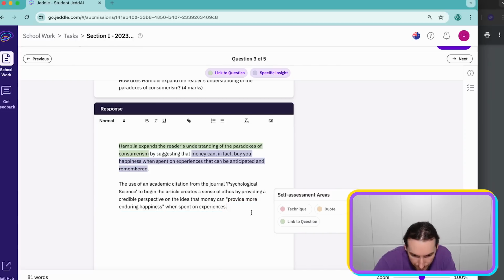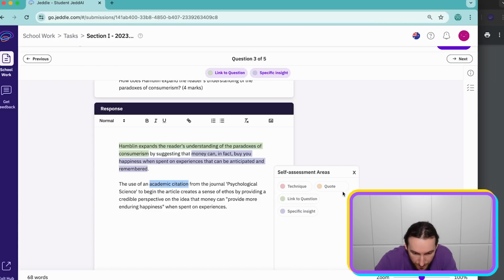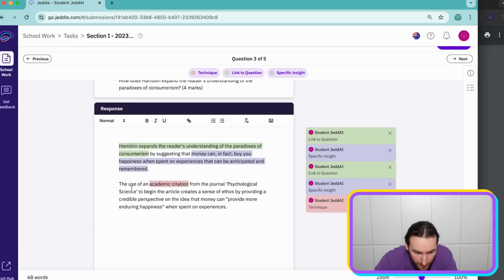Okay. So we can actually just start like that. I was overcomplicating it. There's an example of how you can write too much. Just stick to the basics. The use of an academic citation from the journal Psychological Science to begin the article creates a sense of ethos by providing a credible perspective on the idea that money can provide more enduring happiness when spent on experiences.